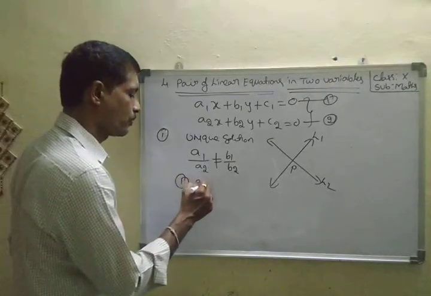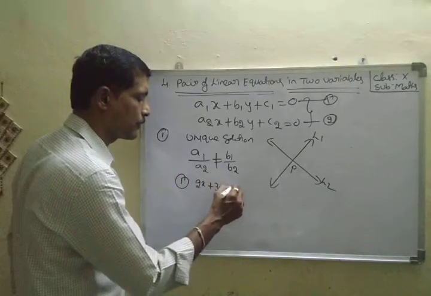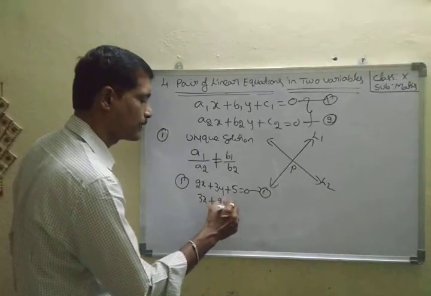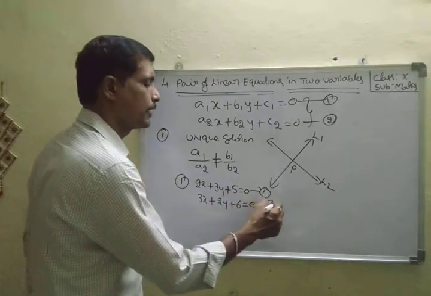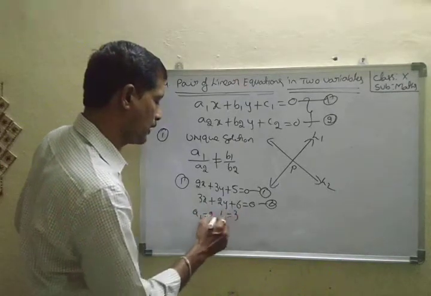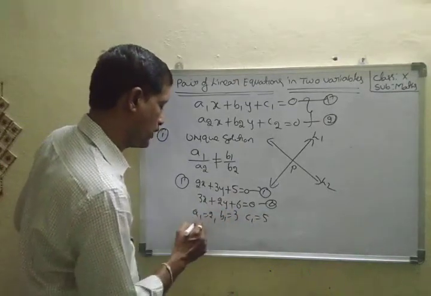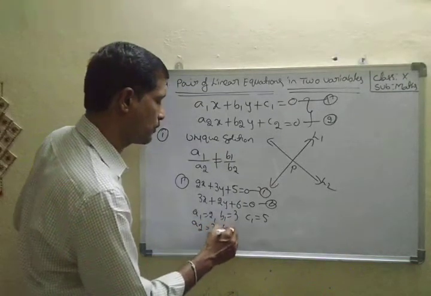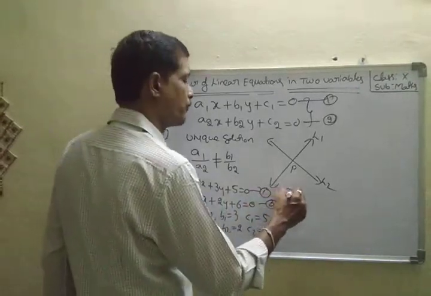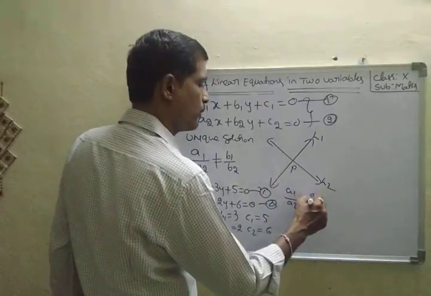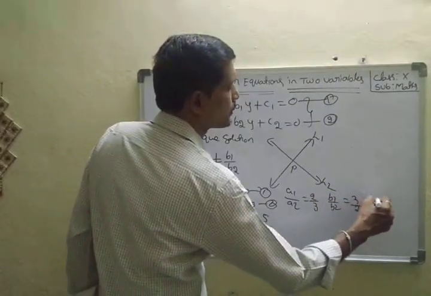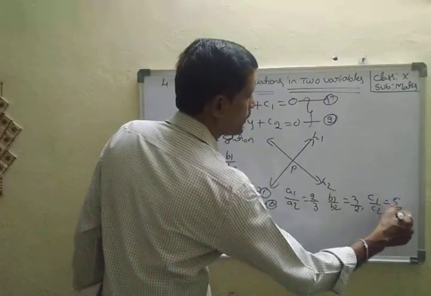Suppose the example: 2x plus 3y plus 5 equal to 0. That is equation 1. Next, 3x plus 2y plus 6 equal to 0. That is equation 2. Here write a1 equal to 2, b1 equal to 3, c1 equal to 5. Next a2 equal to 3, b2 equal to 2, and c2 equal to 6. First find the a1 by a2 value: a1 by a2 equals 2 by 3. Next b1 by b2 equals 3 by 2. Next c1 by c2 equals 5 by 6.